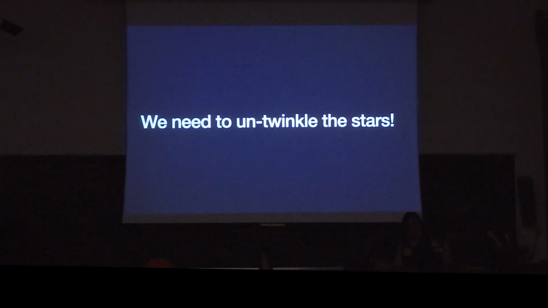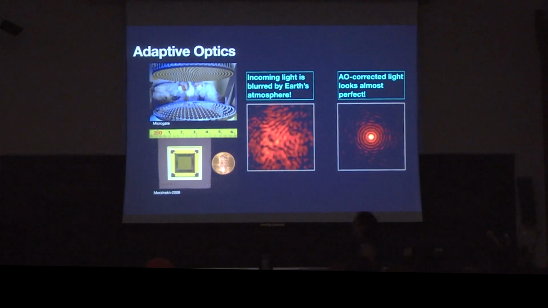So we need to untwinkle the stars. Lick Observatory is actually a very special place because a lot of the technology that we've developed to untwinkle the stars was tested out and demonstrated here when it was very young. So what is that technology? It's called adaptive optics. And this is a technique where you measure how blurry your starlight is.